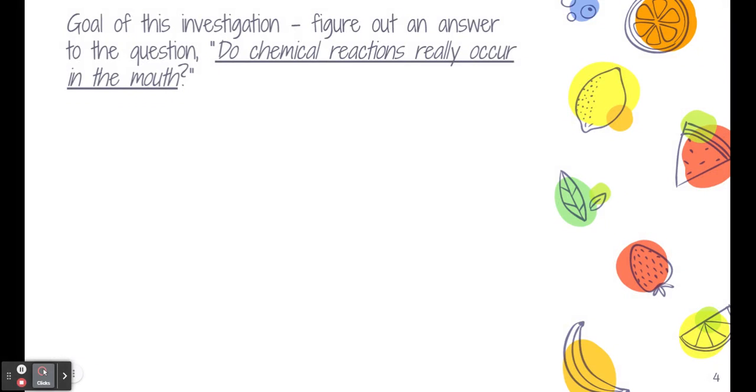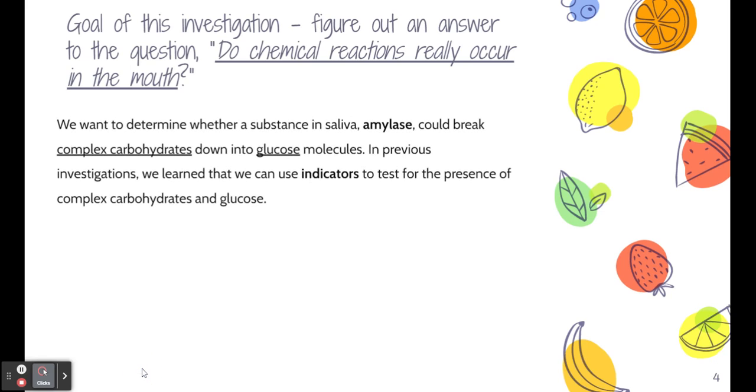So the goal of the investigation is to figure out an answer to the question: do chemical reactions really occur in the mouth? We want to determine whether a substance in saliva called amylase could break down complex carbohydrates into glucose molecules. In previous investigations, we learned that we can use indicators to test for the presence of complex carbohydrates like starch and the presence of glucose.